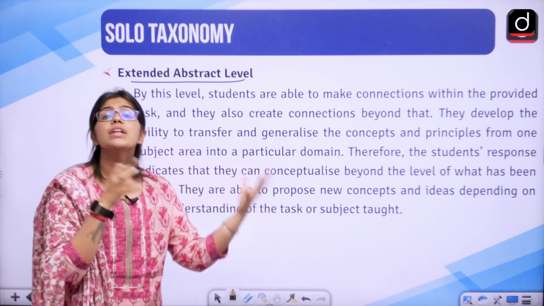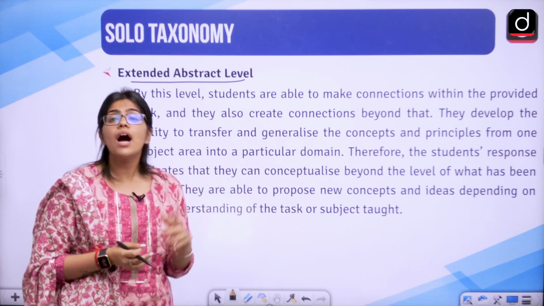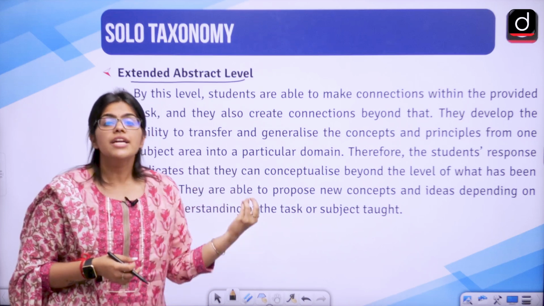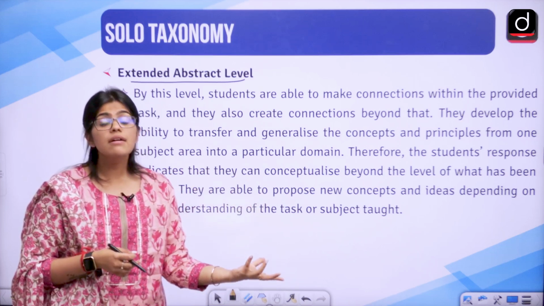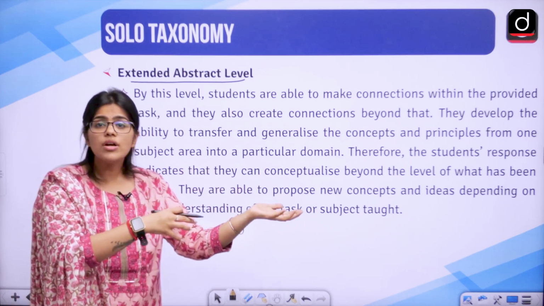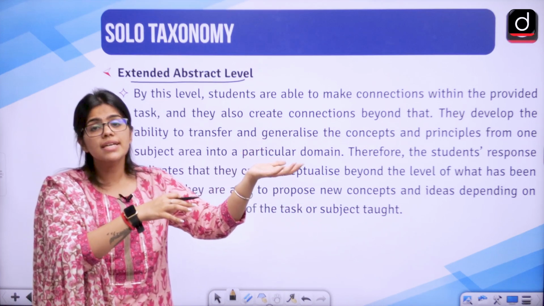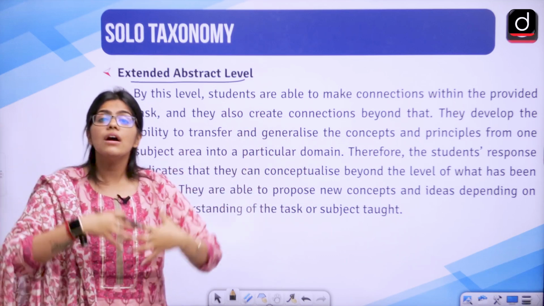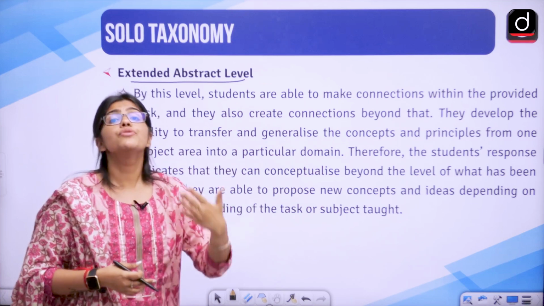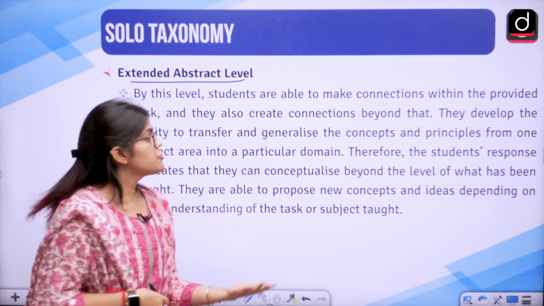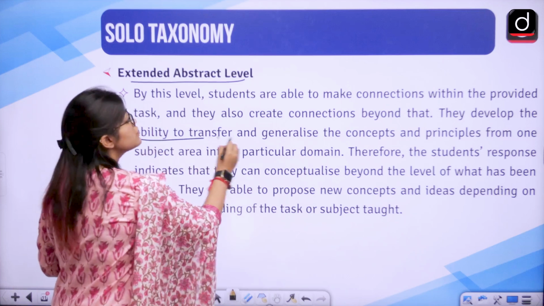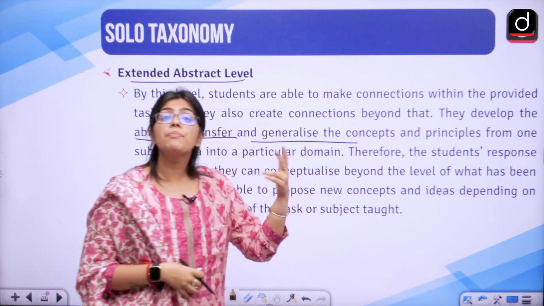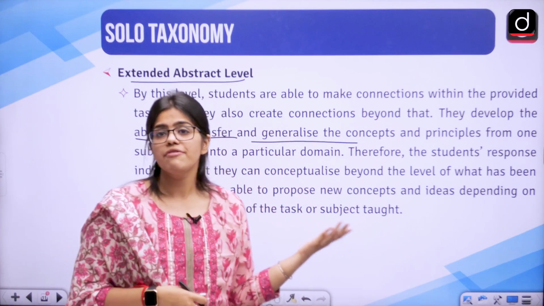Because you can now relate that both of these taxonomies are talking about the learning outcomes, how the students can learn. Initially, only one concept is clear. Gradually, you understand the other concepts. Then an even broader picture is created. A structure is there, and then you connect it with the other things. This is how you learn things better with connections. So they develop the ability to transform and generalize the concept. Generalize means they can apply it to other aspects of their life as well.